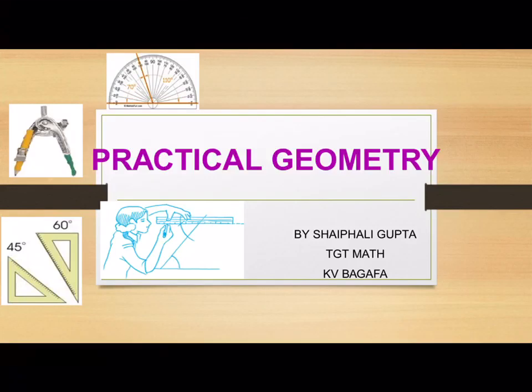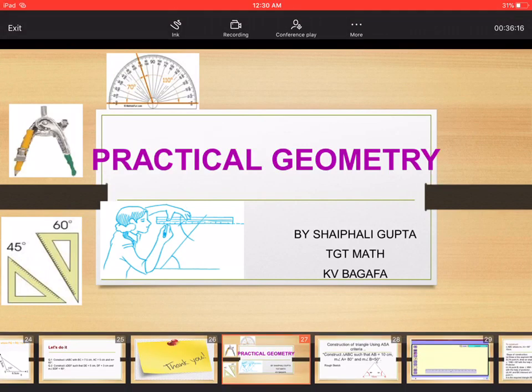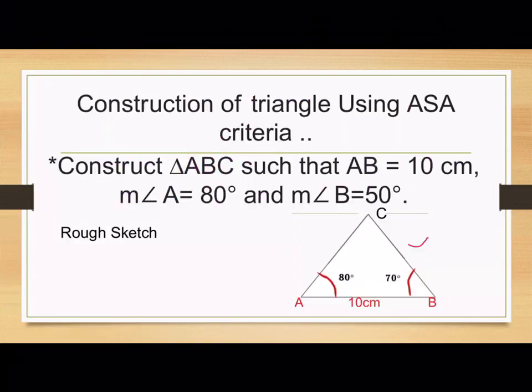Hello students, it is the practical geometry part 4 and construction of triangle part 3 video. So in this session we will discuss how to construct a triangle when its two angles and one side are known. Or we can say, construction of triangle using ASA criteria.